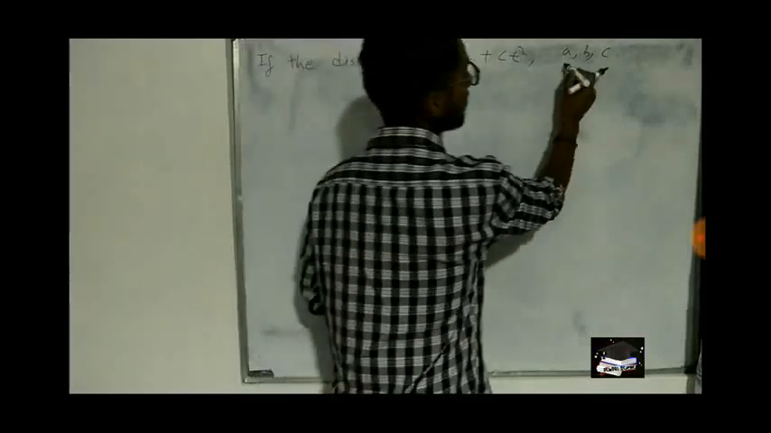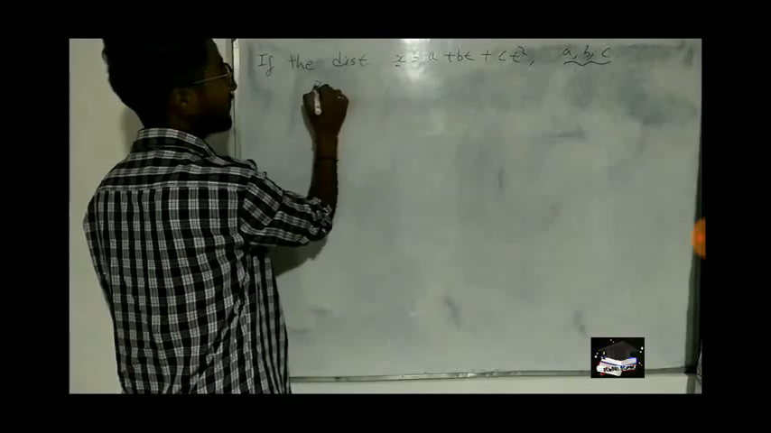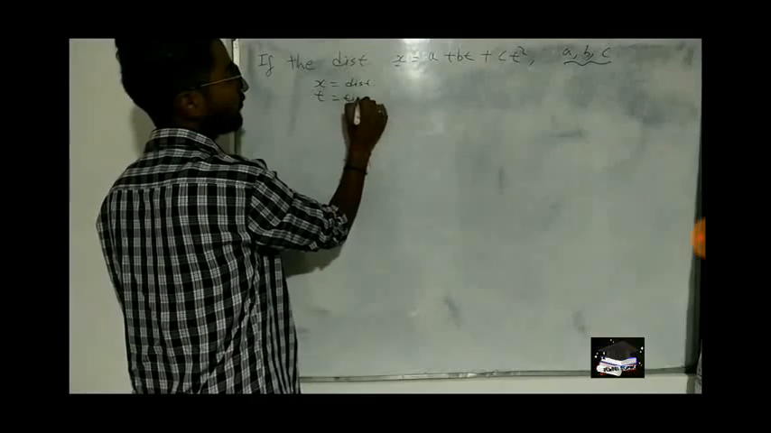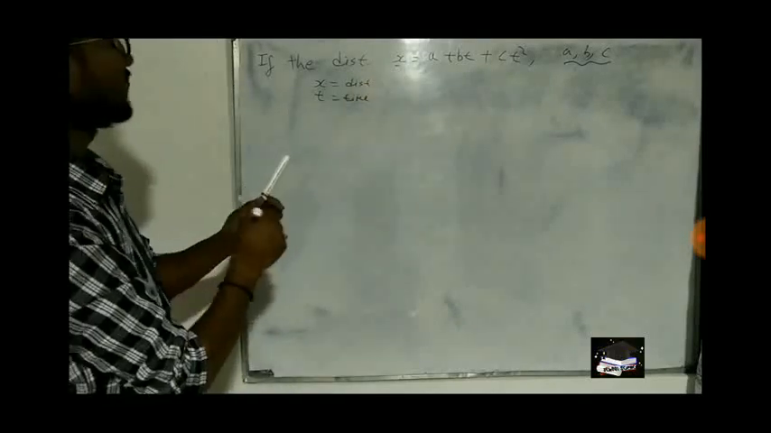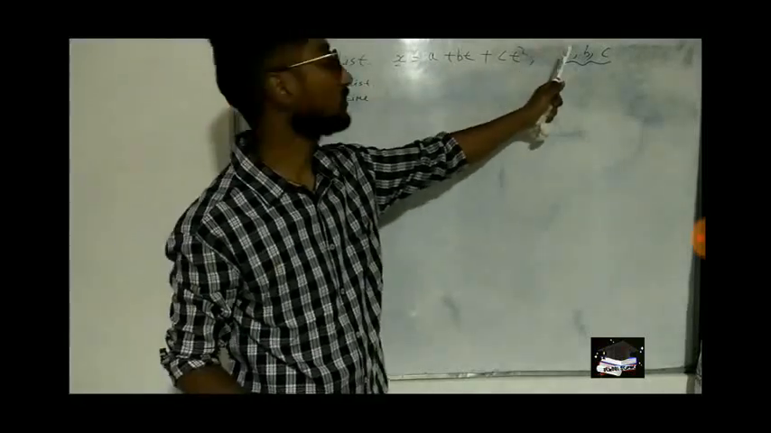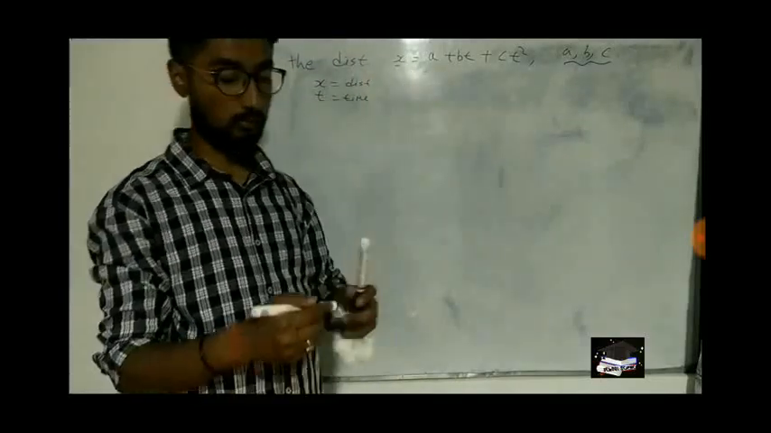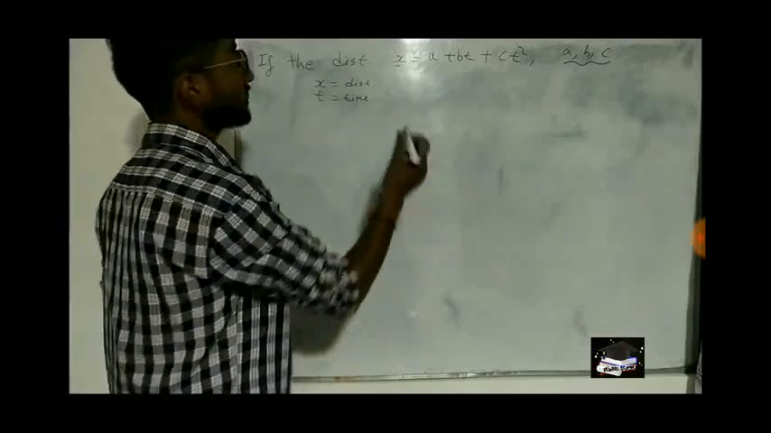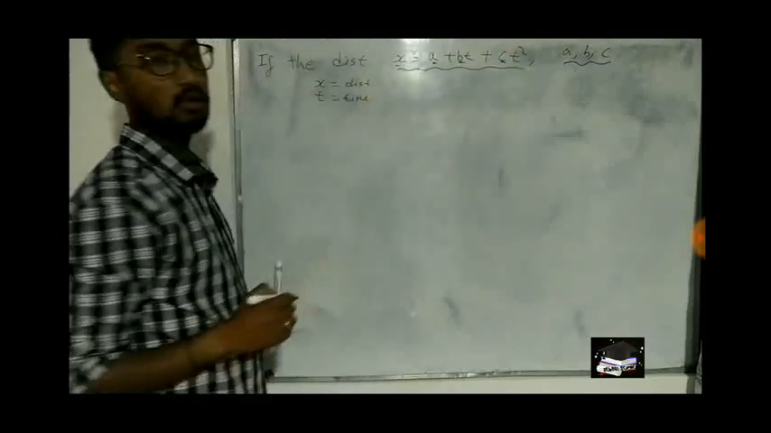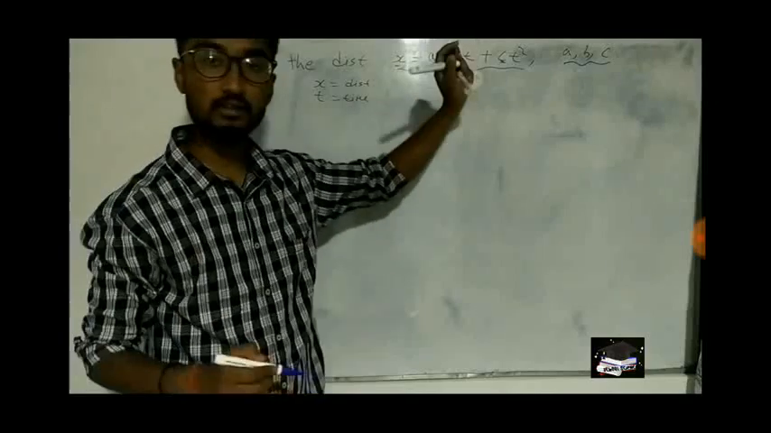We have to find the dimensions of a, b and c, where x is the distance and t is time. This is given. Now we have to find the dimension of a, b and c using this equation. We know only the dimension of x, which is distance, and t, which is time.